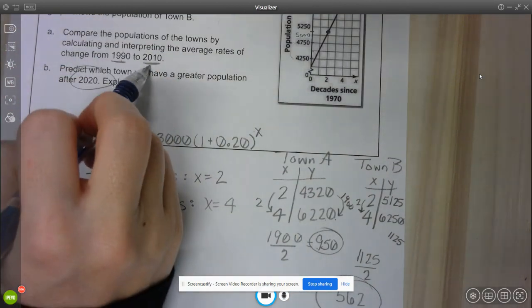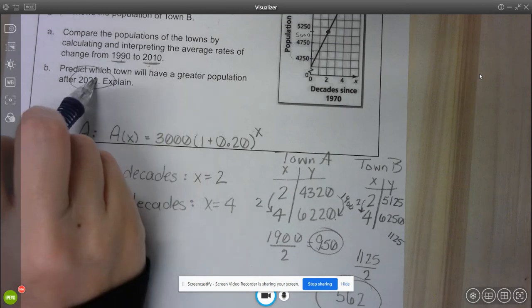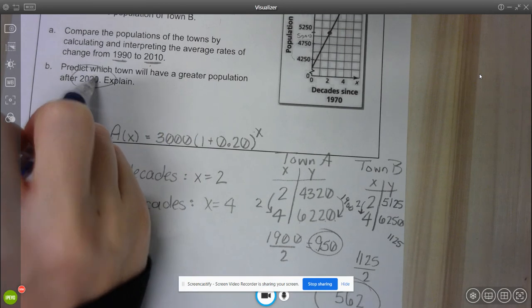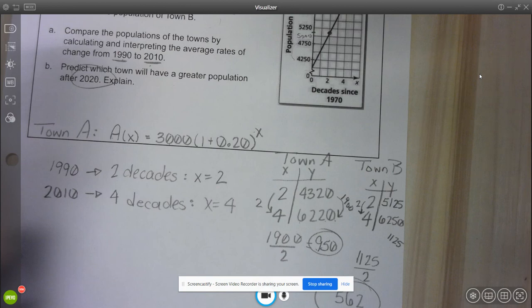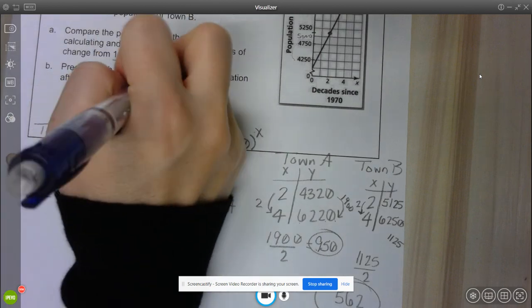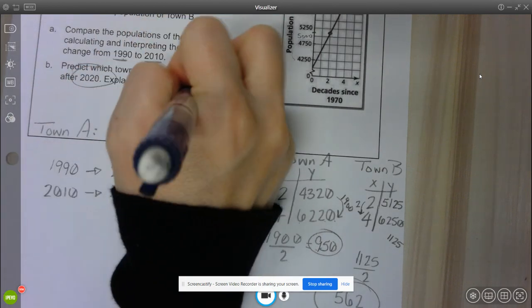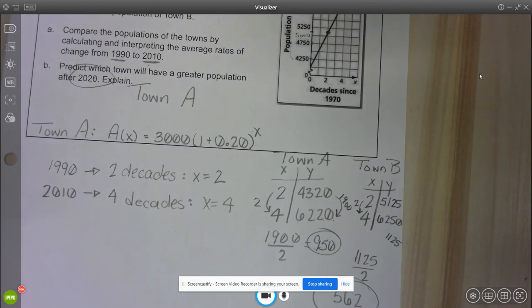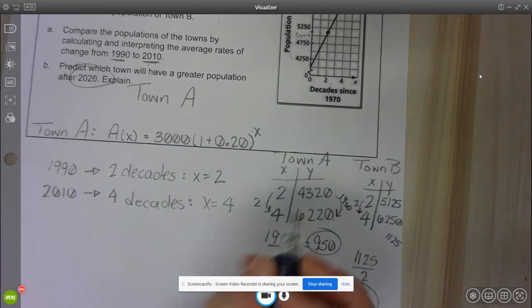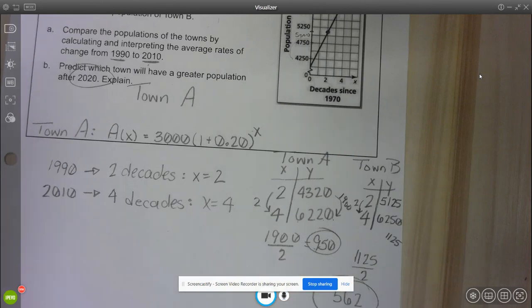So in 10 more years or another decade, I can assume that town A is going to have the greater population because it has a larger average rate of change between the previous interval that we looked at.